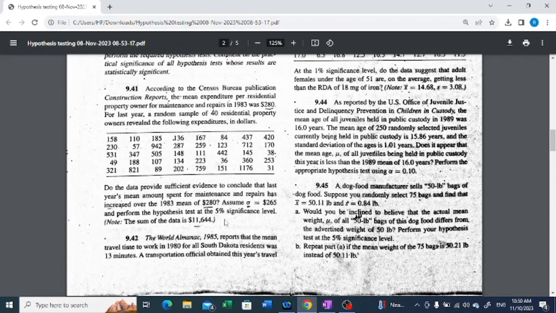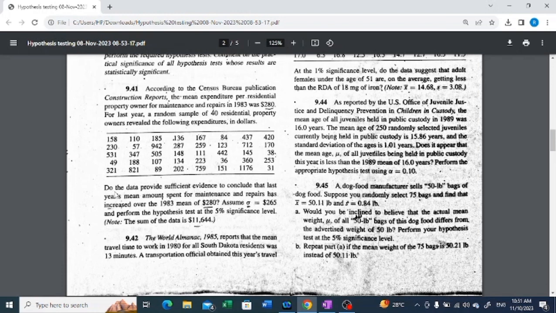The question is, according to the Census Bureau publication Construction Reports, the mean expenditure per residential property owner for maintenance and repairs in 1983 was $280. For last year, a random sample of 40 residential property owners revealed the following expenditures in dollars. So this is the data that we are given about the 40 residential property owners, that they have spent the amount on maintenance and repairs.